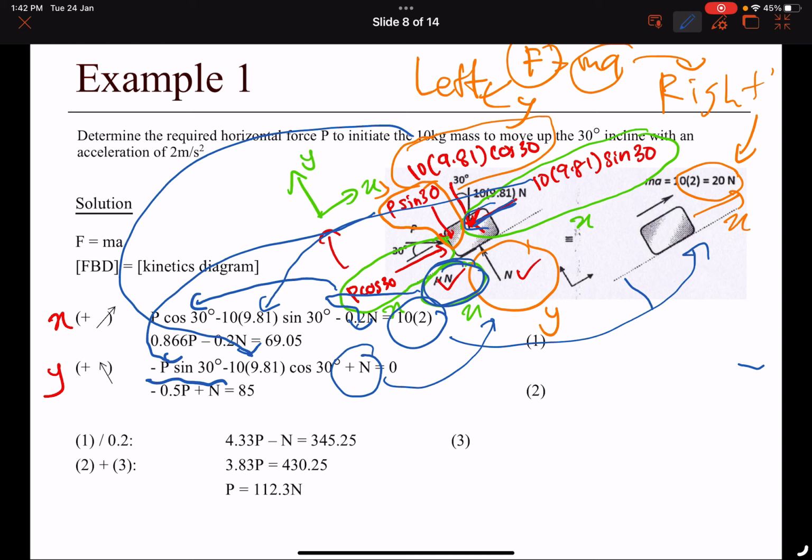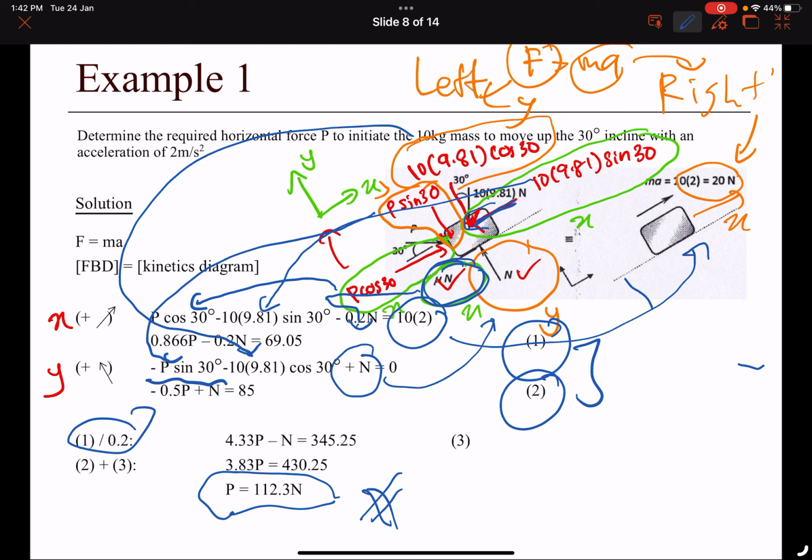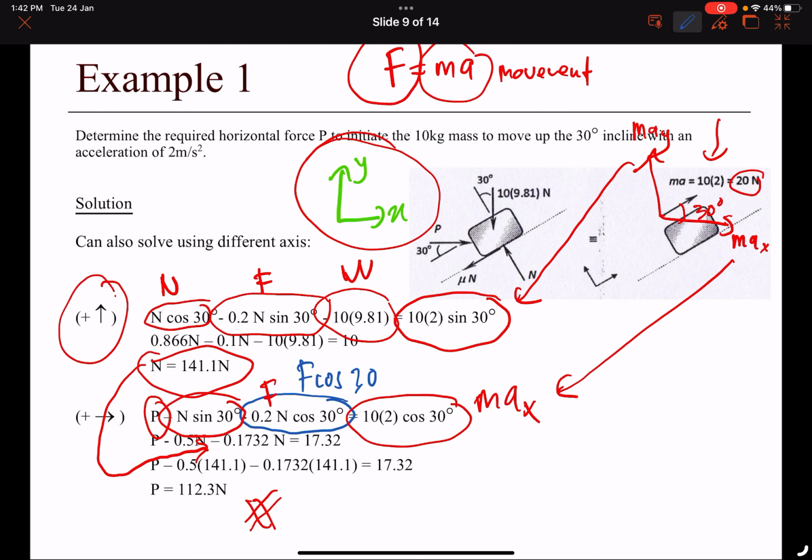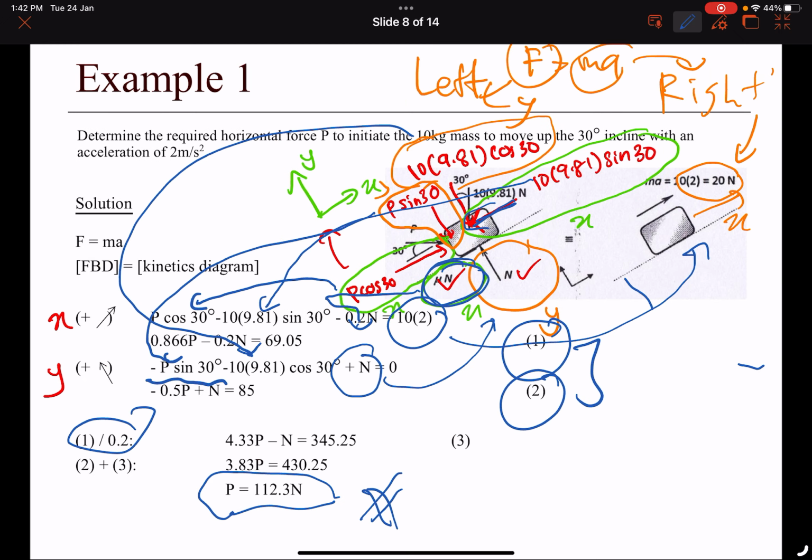In the end of the day, you will have two equations. Because you have two different unknowns, P and N, you solve the two equations by multiplication or division, and then you will get P in the end. So the answer will be similar to this one, but with a different calculation or different axis.